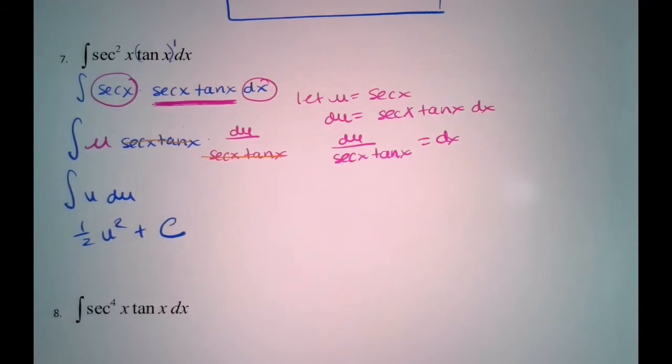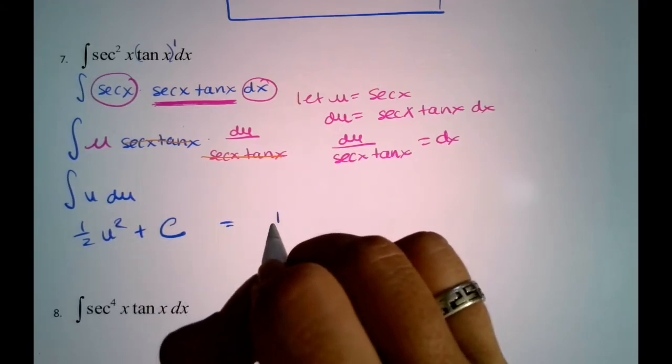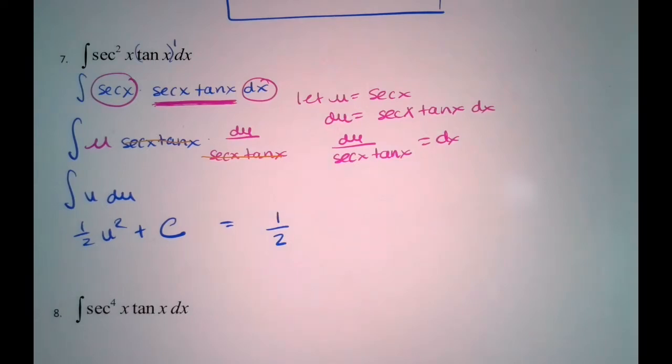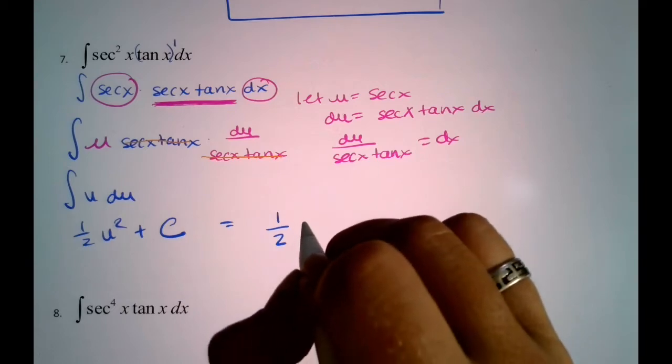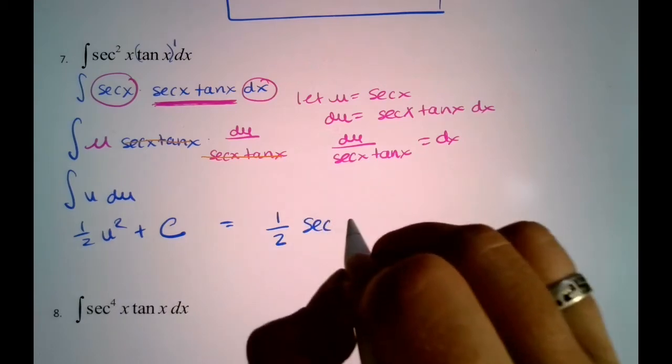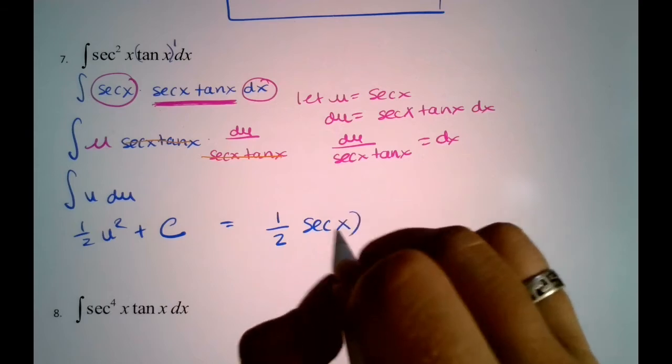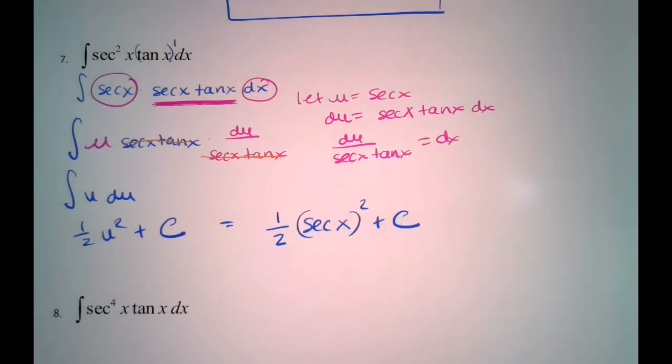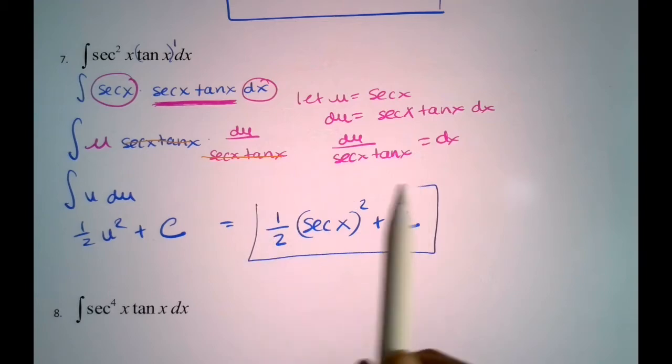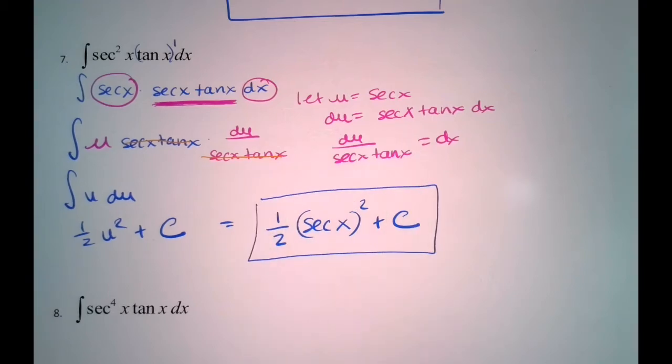All I have to do is switch back and say, okay, what did I let u equal? Well, I let u equal the secant. Okay. Now that is one way of doing this problem. Interestingly enough, you could do this another way as well.